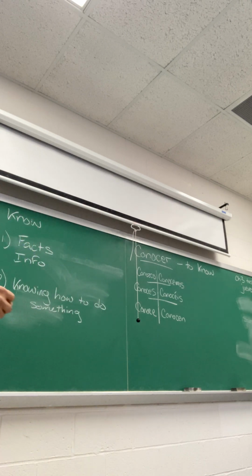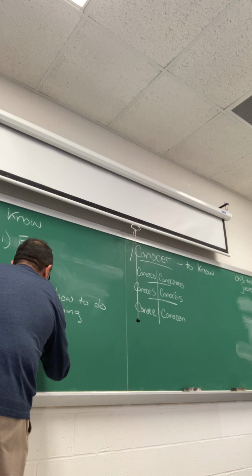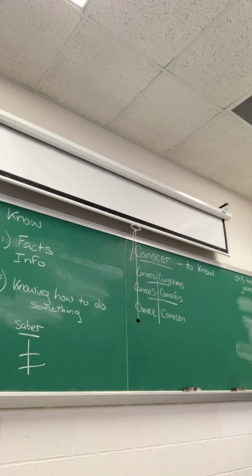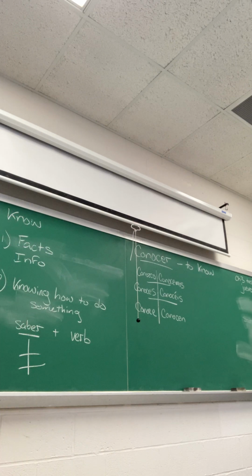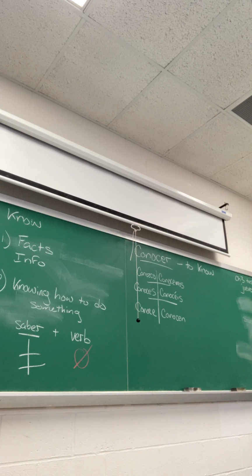Now, when we talk about knowing how to do something, typically saber is the first verb. And I drew that to show you that you have to change it, you have to conjugate it. And then whatever action that you are claiming to know how to do. Now, once again, remember that when you have two verbs, you change the first one. What do you do with the second one? Yes, you do nothing with it.